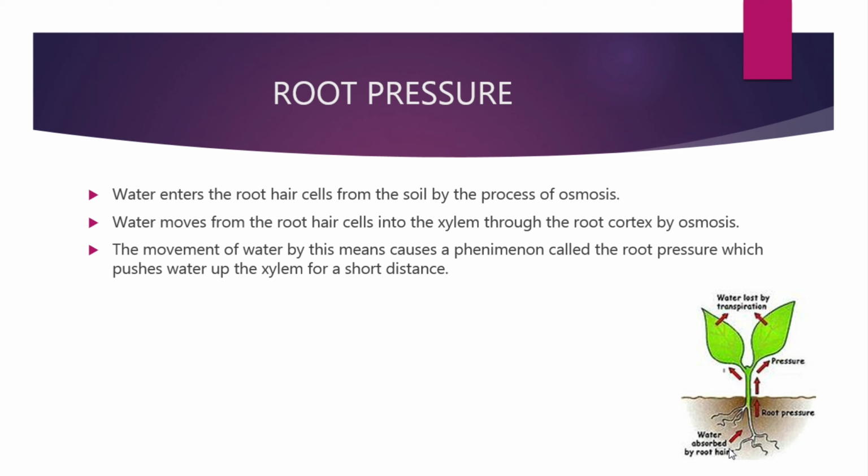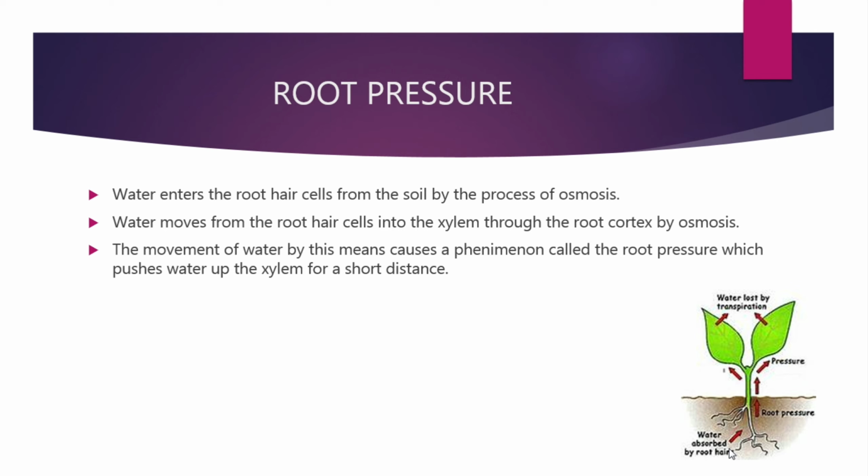Now we need to know what root pressure is. Water enters the root hair cells from the soil by the process of osmosis. There is a higher water potential in the soil, and a lower water potential inside the roots. So down the water potential gradient, the water will move from the soil into the roots and inside the plant. As the water moves into the first root hair cell, the water potential of the first cell would increase and that of the second cell would decrease.